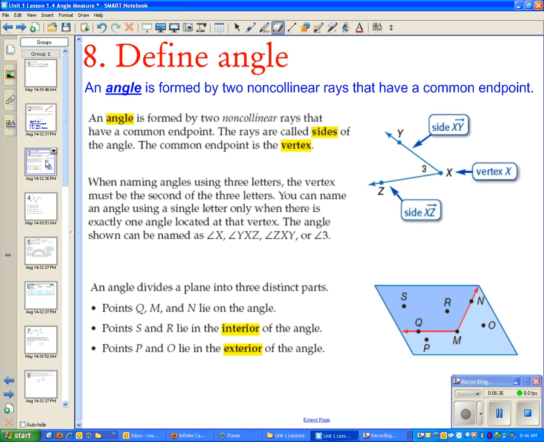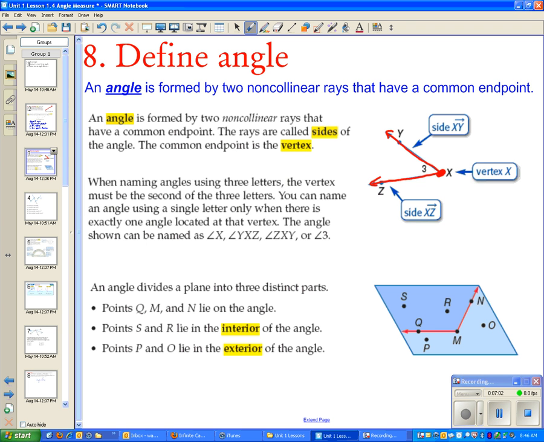So, ray xz is one side of the angle, ray xy is the other side of the angle, and point x is the vertex of the angle.